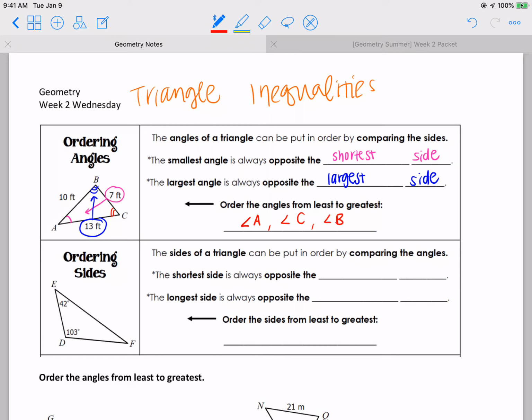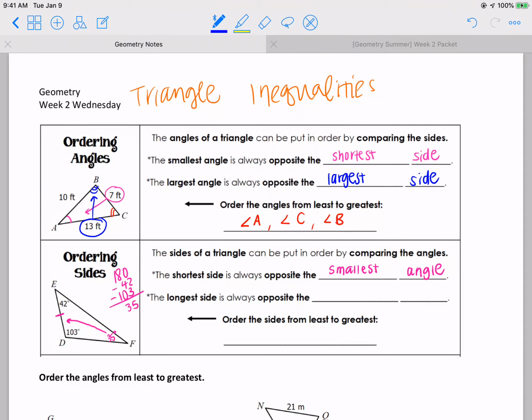Okay, let's do ordering sides. So that means vice versa, the shortest side would always be across from the smallest angle. But is this really the smallest? I don't know yet. So I'm going to take my 180 minus 42 minus 103 to figure out what that last angle is. Last angle is going to be 35. So this is actually 35. And since we know this is 35, that means over here, this length, opposite from it, is going to be 1 tally mark.